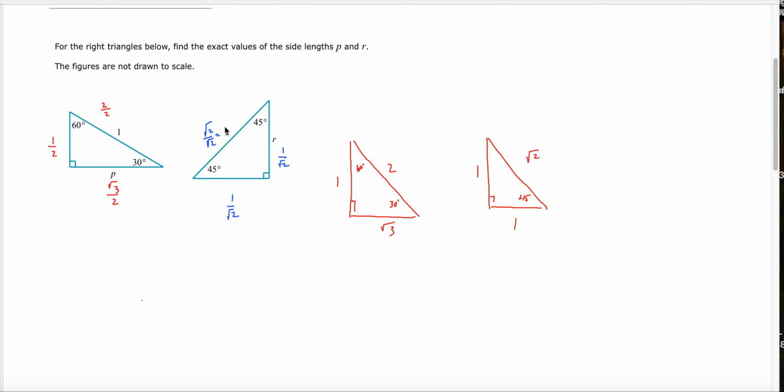And so to answer the question, find the exact values of side length P and R. Side length P is the square root of 3 over 2, and side length R is 1 over the square root of 2. And remember, rationalized, we would multiply top and bottom by the square root of 2, so R rationalized would be the square root of 2 over 2.